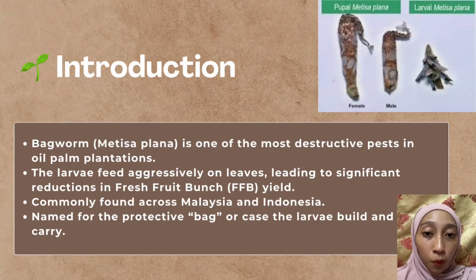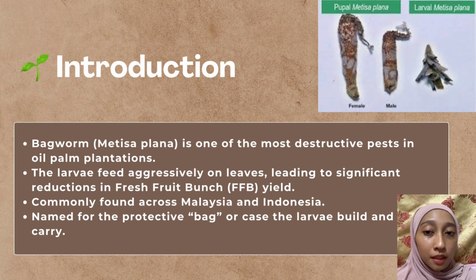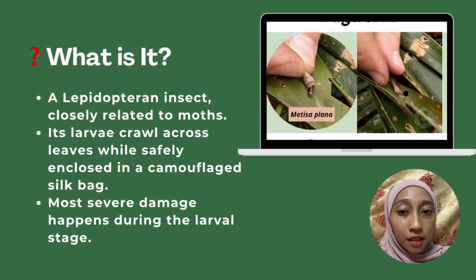Metisa plana, or the bagworm, is a major insect pest in oil palm estates, especially in Malaysia or Indonesia. Why is it called a bagworm? Because the larva creates a protective bag or case from pieces of oil palm leaf held together with silk. The larvae feed on the leaves, causing them to become bare and severely damaged. As a result, the palm cannot photosynthesize properly. This damage can reduce fresh fruit bunch (FFB) yield, leading to significant economic losses for planters and the palm oil industry.